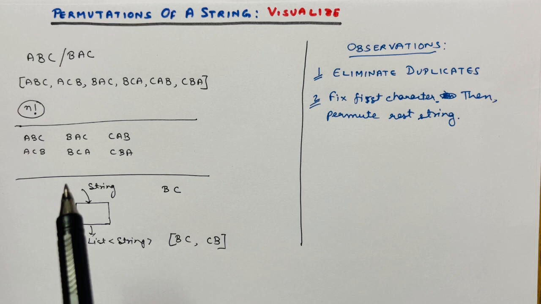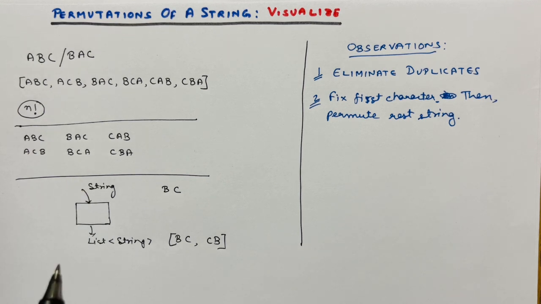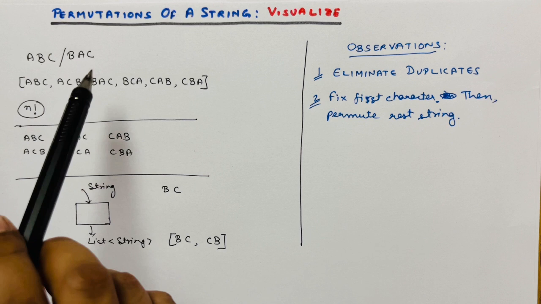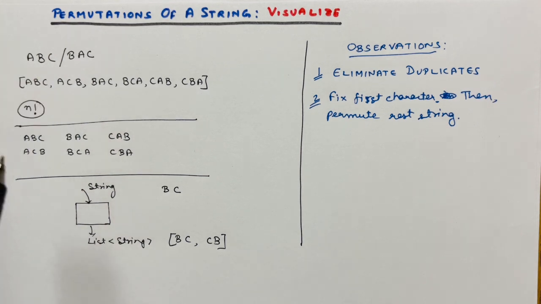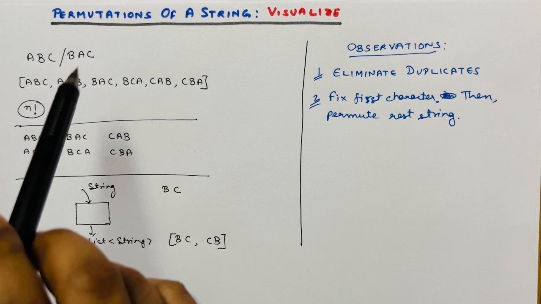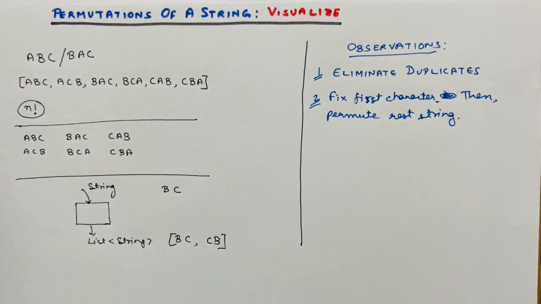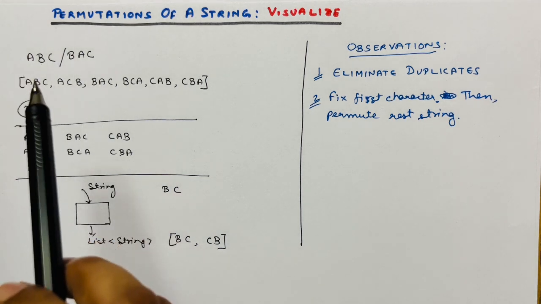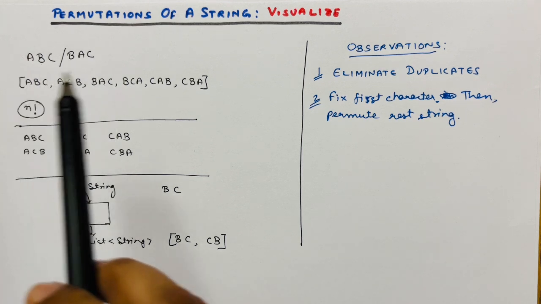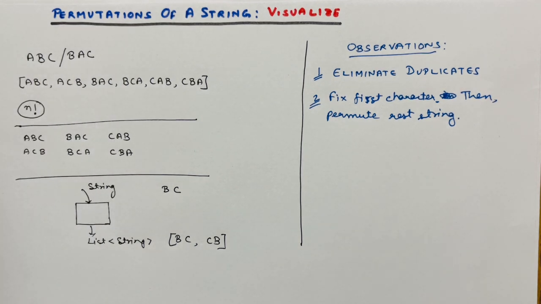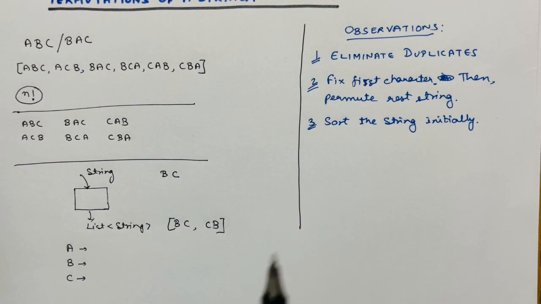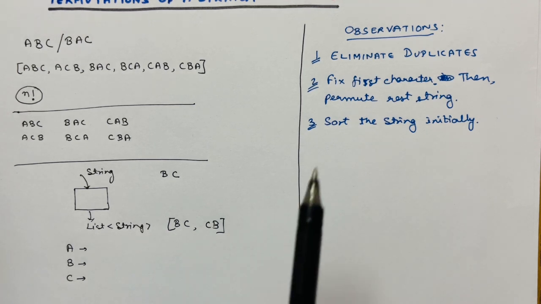If the question had not asked for lexicographic order, then we could simply go with the BAC as well. We will first fix the character B as first character and permute rest, then we will fix A as the first character, then permute rest, and then we will fix C as the first character. But since the question asked for lexicographic order, we'll first sort it and then we will pick character one by one from left to right. This brings us to our third observation, that we may have to actually sort the string initially to get the lexicographic order.